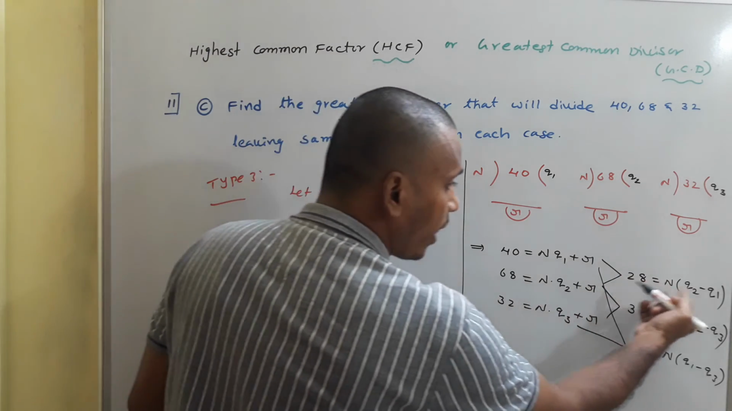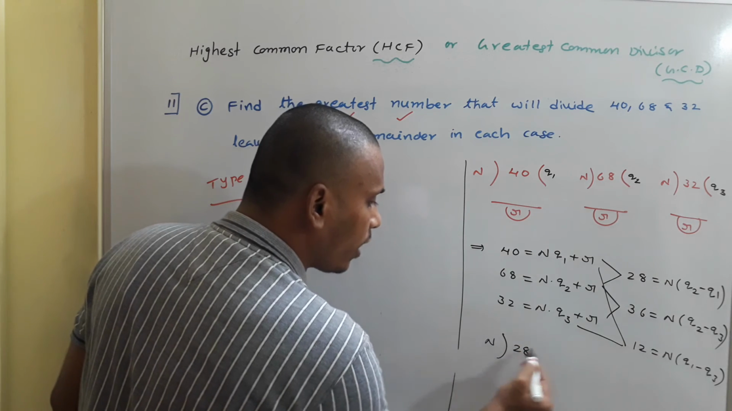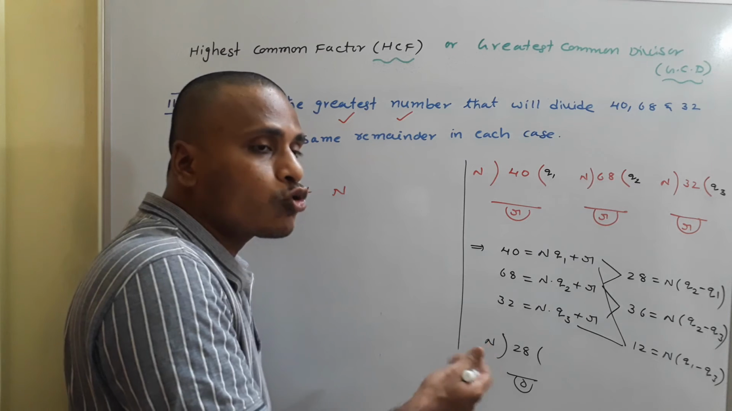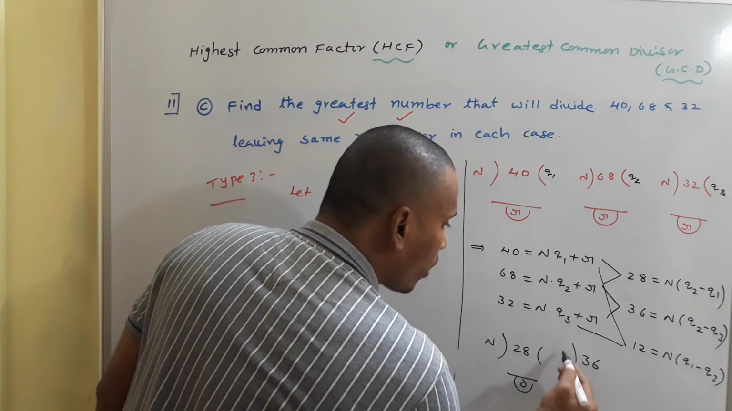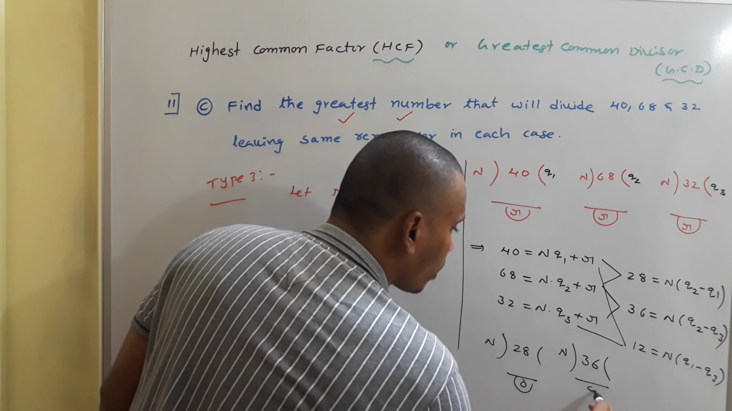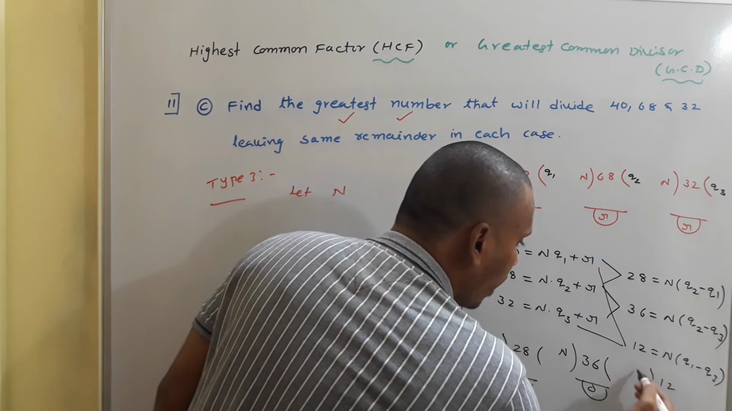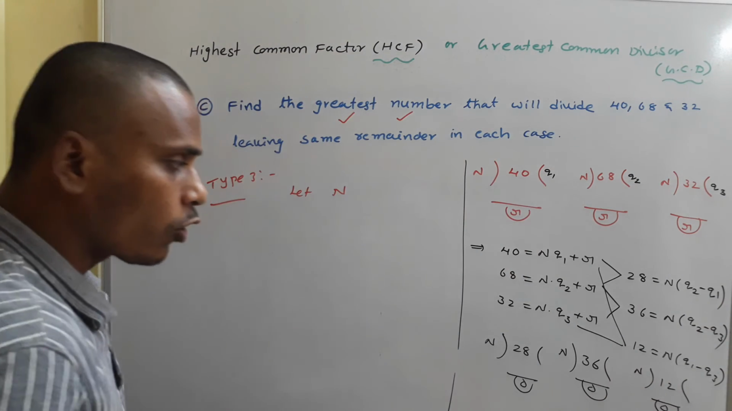28 is equal to n into something. What does it represent? When you divide 28 with n, it leaves remainder 0, because 28 is equal to n into something, right? So in the same way, 36 is equal to n into something. When you divide 36 with n, remainder is 0. And 12 is equal to n into something. When you divide 12 with n, remainder is 0. So finally, what do we need to conclude?